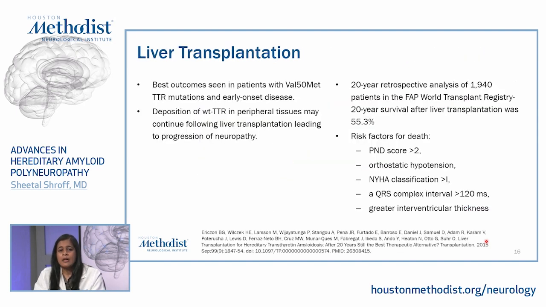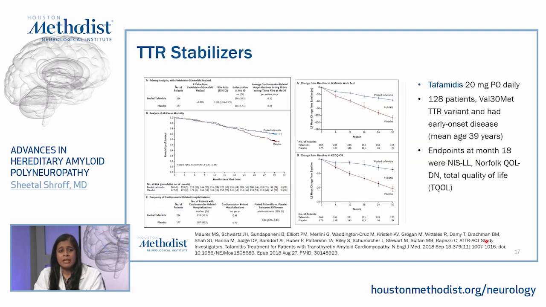The rationale for liver transplantation is to remove the major source of genetically variant TTR in the plasma and replace it with the wild-type protein of the donor. The best outcome was seen in patients with Val50Met early onset disease. In a study, a 20-year retrospective analysis of 1,940 patients with hereditary amyloidosis, 20-year survival after liver transplantation was 55.3%. And there were some risk factors which were associated with death. Moving on to TTR stabilizers.